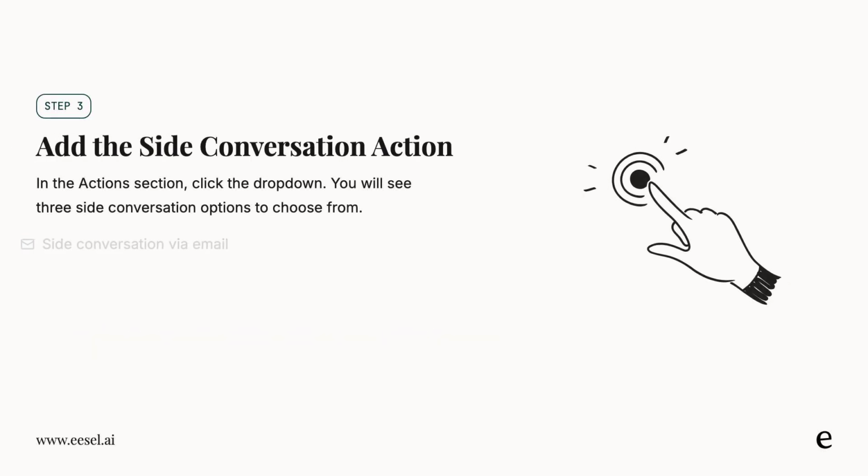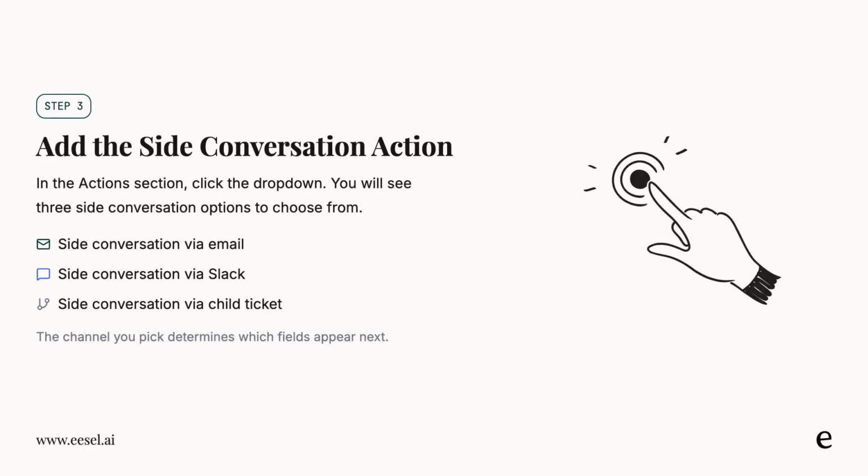In the action section, open the drop-down and look for the side conversation options. You will see 3: via email, via Slack, and via child ticket. Choose the one that matches your escalation channel. The fields that appear next will differ depending on which one you pick.